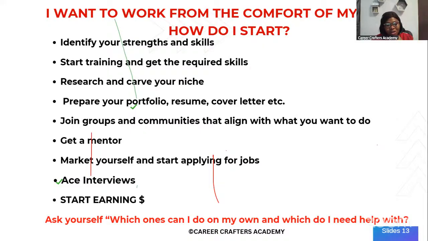Now ask yourself, which ones can I do on my own and which ones do I need help with? So yes, identifying your strength and skills. Yeah, you can do that. You can sit down and do a self-reflection and say, okay, I'm good at talking, I'm good at writing, I'm good at speaking, I'm good at being creative, I'm good at organization, I'm good at planning, I'm good at, just find out what you're good at.